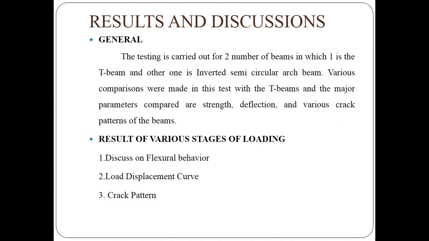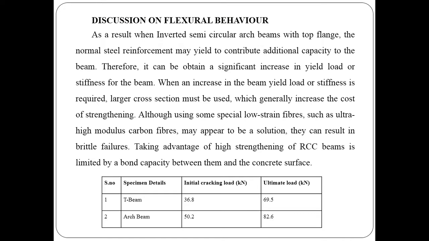Results and discussions. The testing is carried out for 2 beams, in which one is the T-beam and the other one is the inverted semicircular arch beam. Various comparisons are made in this test with the T-beam, and the major parameters compared are strength, deflection and crack patterns of the beam. Results of various stages of loading, discussion of flexural behavior, load displacement curve, crack pattern. The flexural behavior of these two girders.